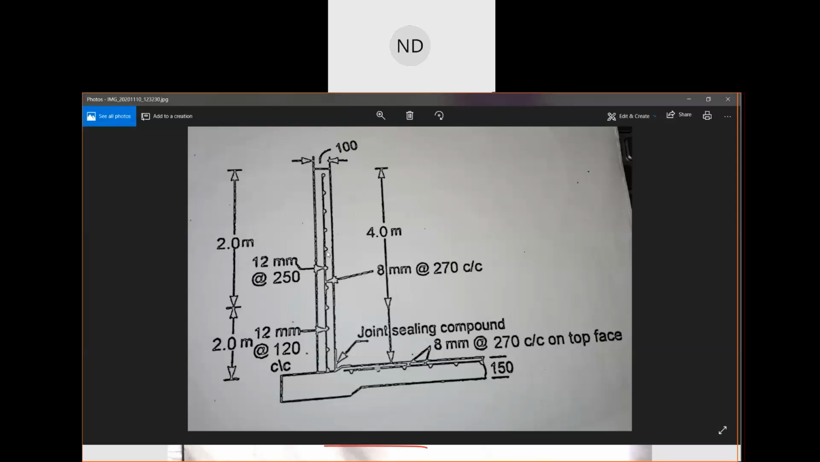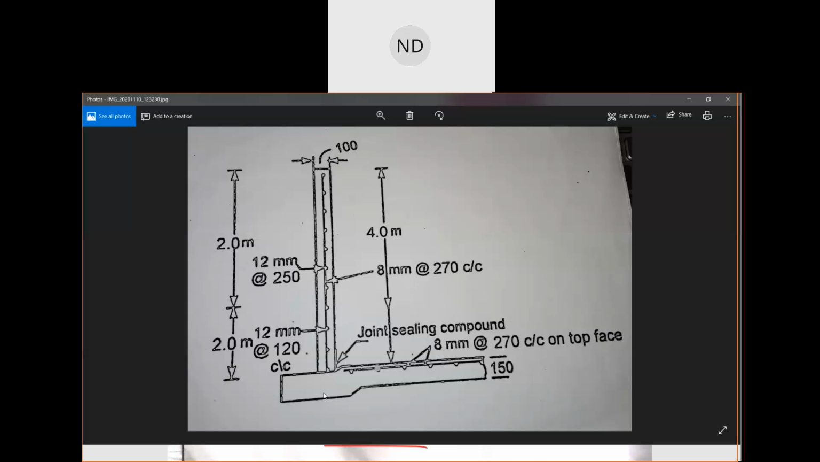Since the question we have done uses 10 mm, you can write the vertical reinforcement as 10 mm center to center. Otherwise it is 8 mm diameter at 270 center to center. This was vertical. Now for the base layer, what we had done.